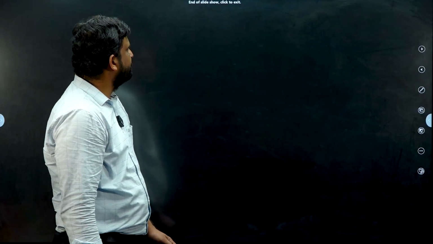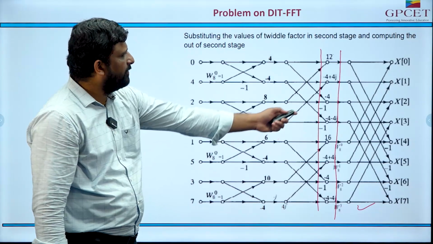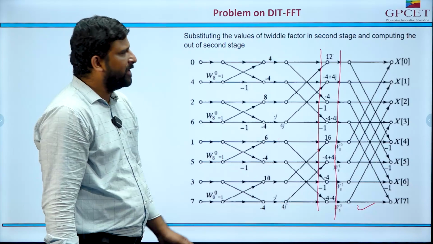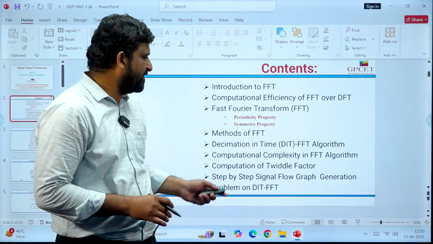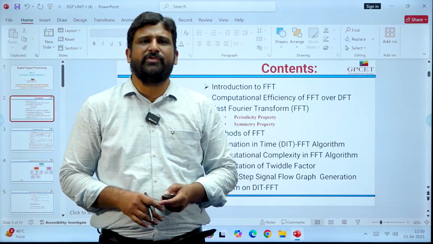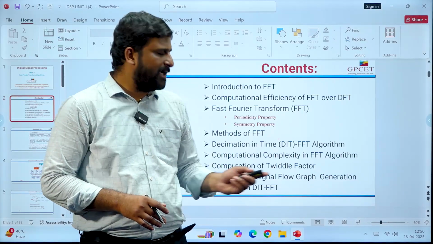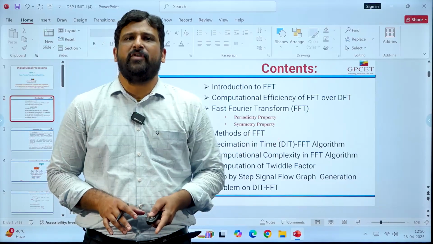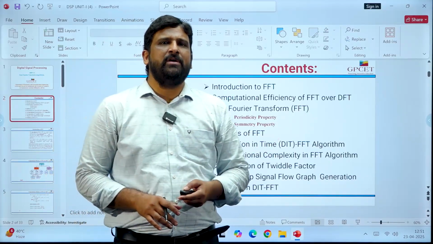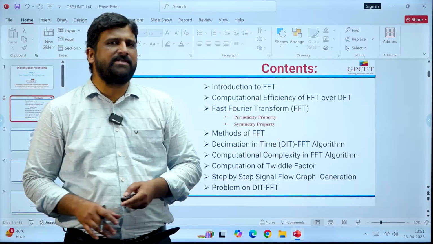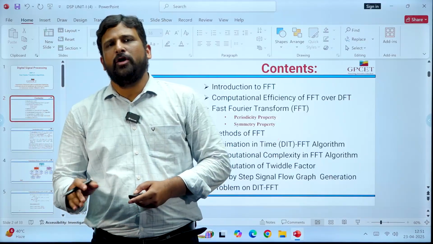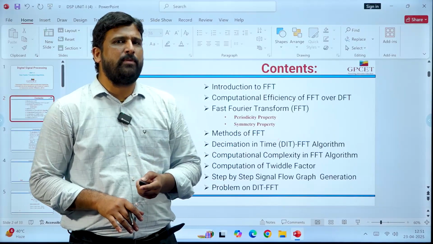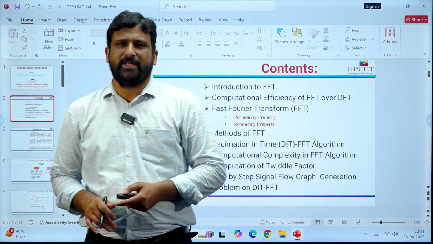So like this, the total values I am going to get will be in the form of decimation in time. So this is all about the decimation in time. In the next lecture, we will see another approach, which is decimation in frequency. Now we have seen the decimation in time fast Fourier transform. In the next lecture, we will see the process of decimation in frequency, followed by inverse DFT also, and we will take one problem and solve it. So thank you very much.